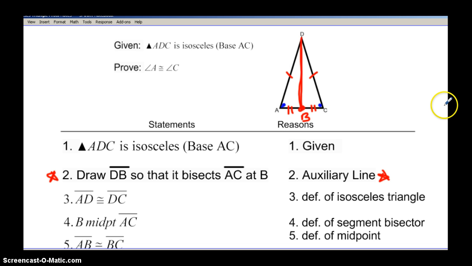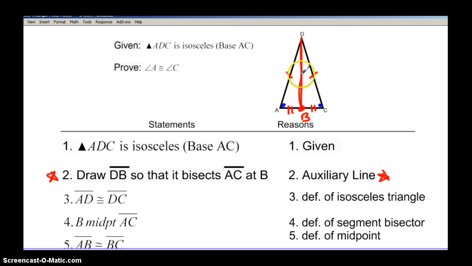Since we don't really know anything about the angles, and we drew in this segment, there's a reason why we drew in segment DB. It divided the original isosceles triangle into two triangles. Now focus on those two triangles. Pretend these are two separated triangles. What do you know about those two triangles? Well, you can see that you have two corresponding parts already congruent. You know that AD is congruent to DC and segment AB is congruent to segment BC. Is there anything else that you know?